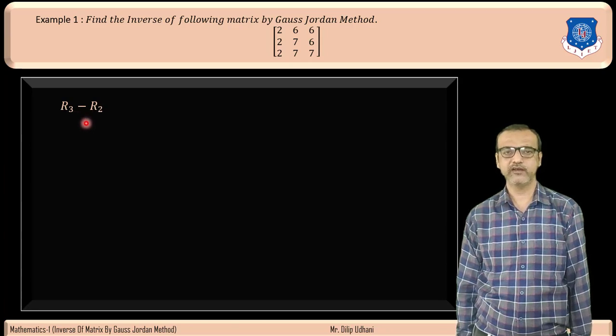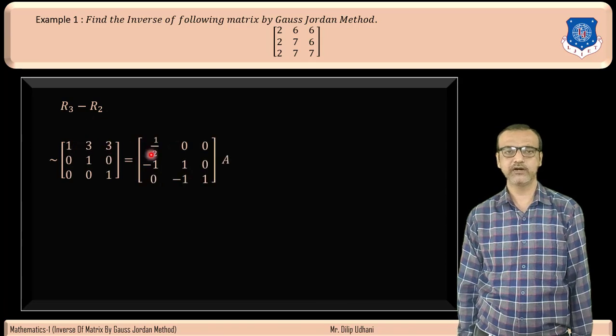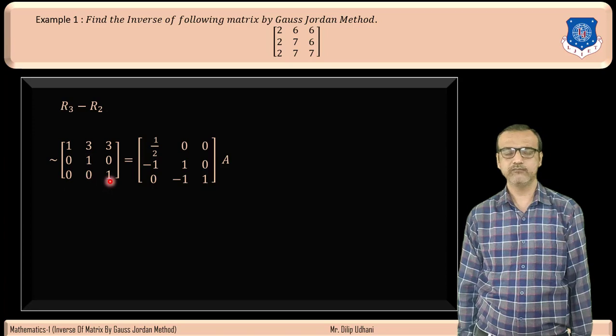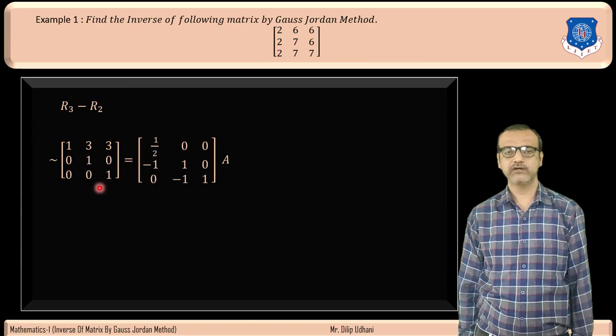So first and second row will be as it is, that is 1, 3, 3, 1 by 2, 0, 0. Then after 0, 1, 0, minus 1, 1, 0. And the third row will be modified and it will become 0, 0, 1. Then after 0, minus 1, 1. Now the matrix which is in the left hand side is in row echelon form. Now we will convert it into reduced row echelon form.